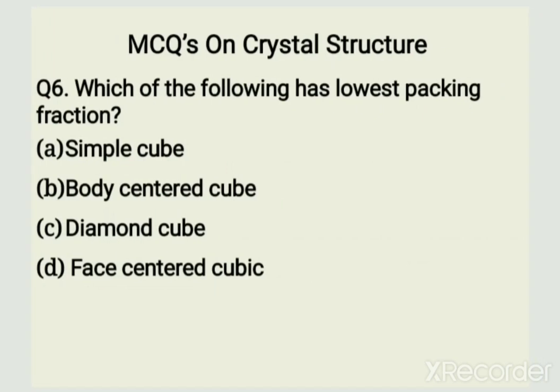Next question is which of the following has lowest packing fraction? Lowest packing fraction means how compact the structure is, or how much amount of space is utilized in a unit structure. So, those structures which are having very less number of atoms have lowest packing fraction, and the options are simple cube, BCC, diamond and FCC. And we know that simple cube possesses lowest number of atoms, and hence it has lowest packing fraction. So the answer is option A, that is simple cube.